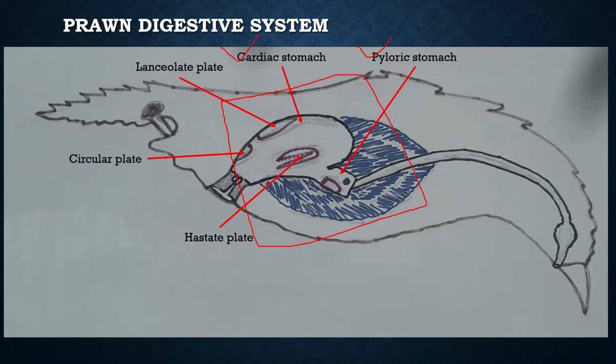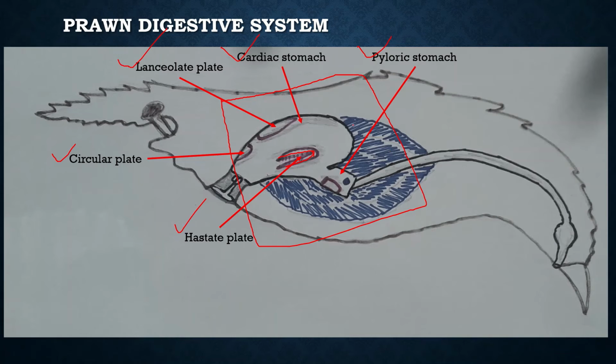So when we see the cardiac stomach, on its wall there are 3 types of plates: circular plate, lanceolate plate, and hasted plate. These 3 plates are found on the stomach, and the hasted plate has delicate setae or small blister-like apertures, due to which these plates look like a comb-like structure. So sometimes this is called a combed plate, and 2 combed plates are united towards the anterior side. Internally there are rigid plates forming a comb-like structure.